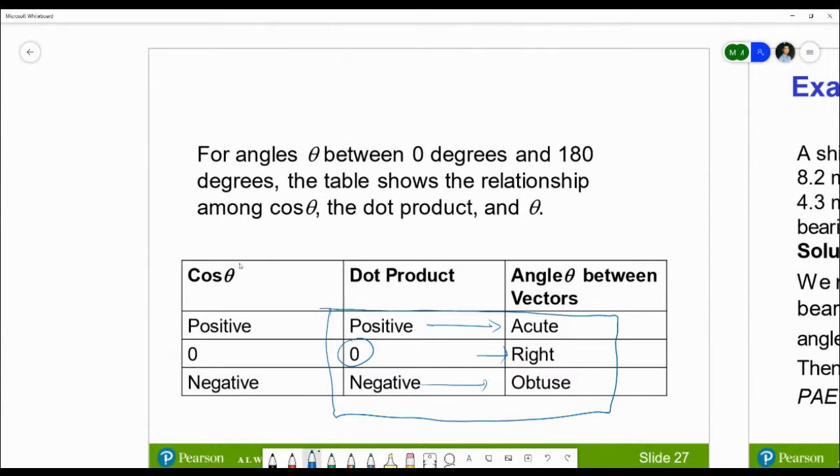I wouldn't bother with this part because you already know this from last time. If it gives you the cosine between 0 and pi, this one would be the first quadrant. This is 90 degrees. This is our second quadrant.